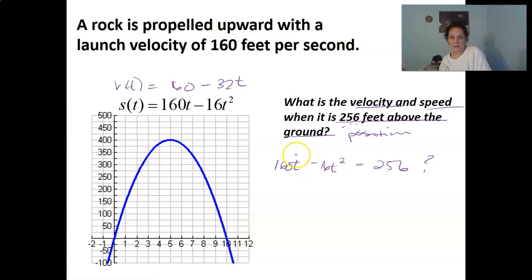So let's see. I can divide all of this by 16 to make my life a little bit easier. I'm also going to write it in standard form. So let's see.